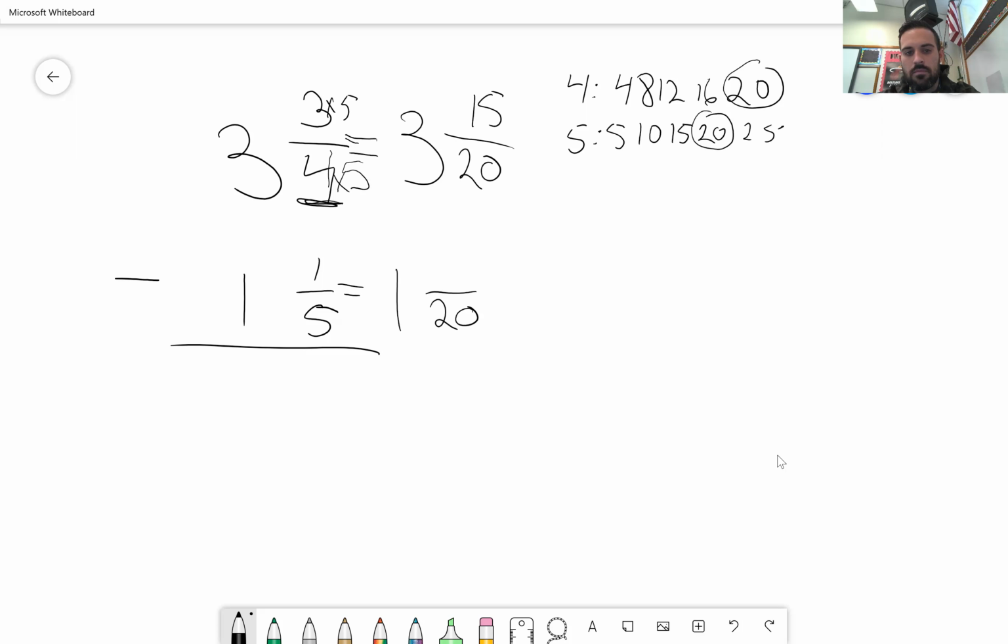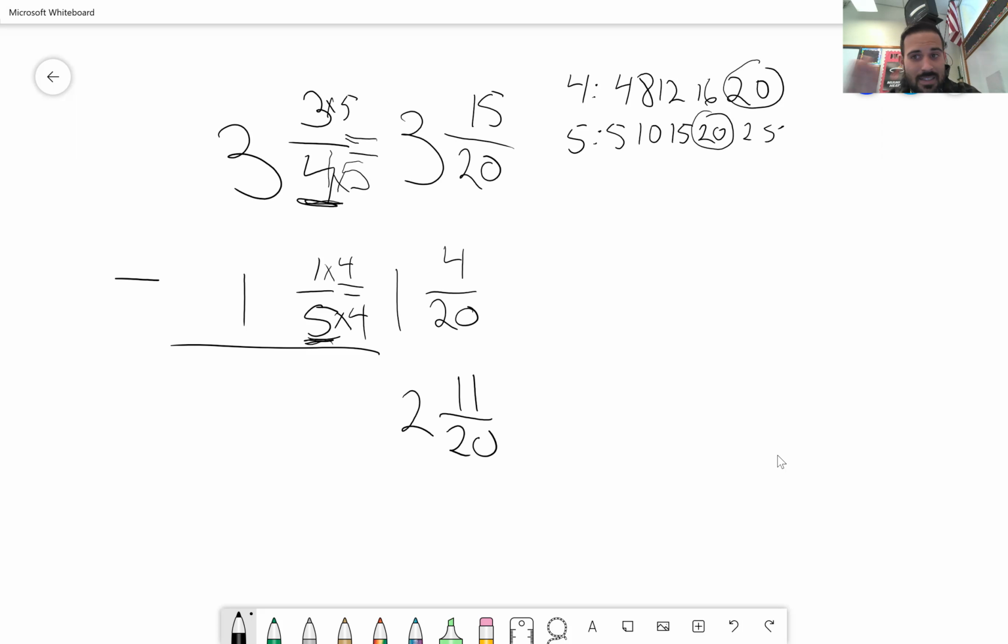Now let's work on the bottom. How did this 5 become 20? 5 times 4. What I do on the bottom, I do to the top. 1 times 4 is 4. And now I can just subtract. 15 minus 4 is 11 over 20. 3 minus 1 is 2.